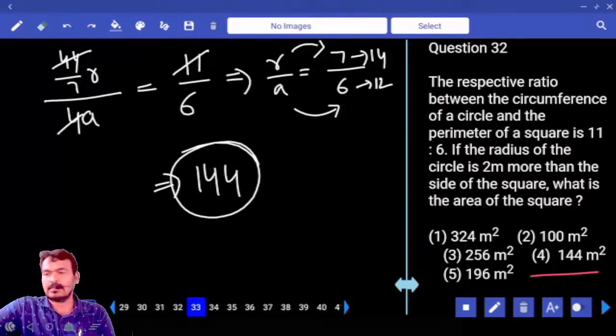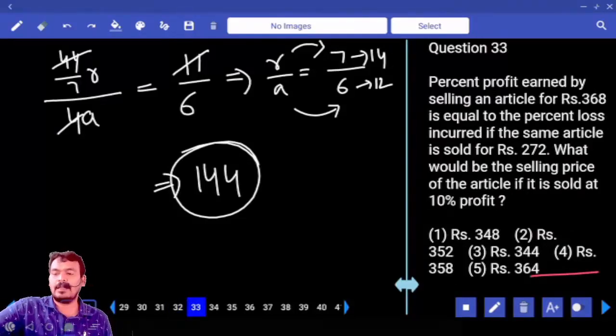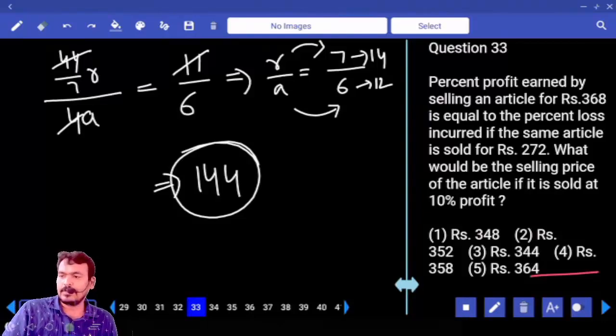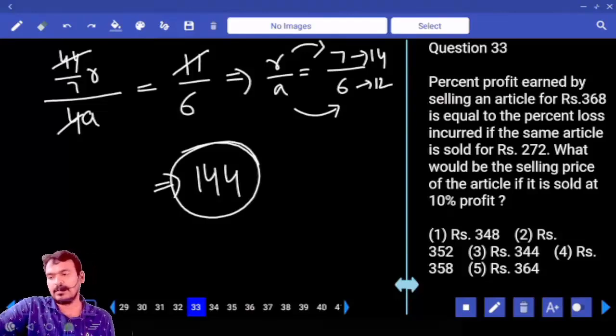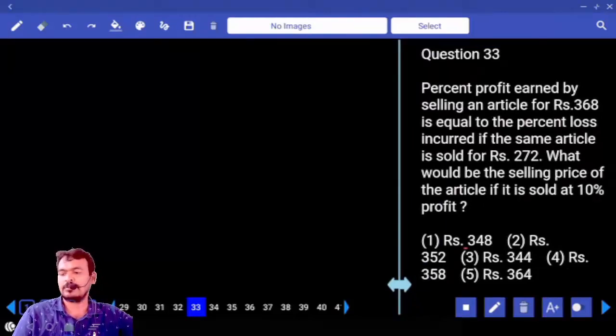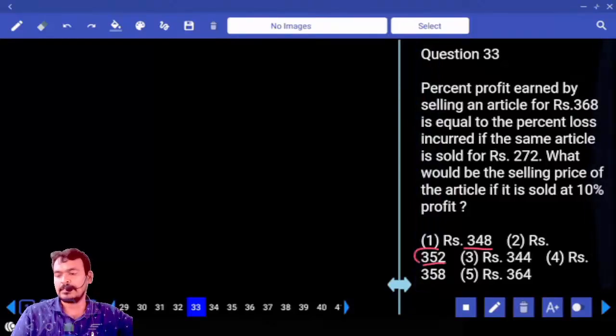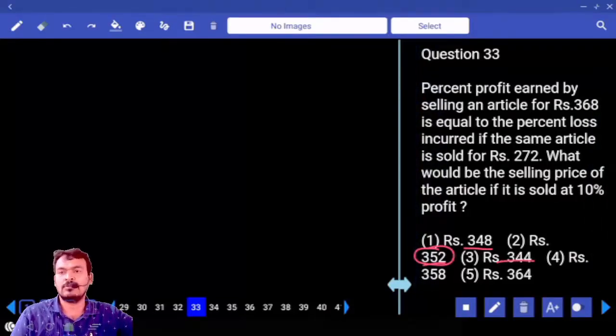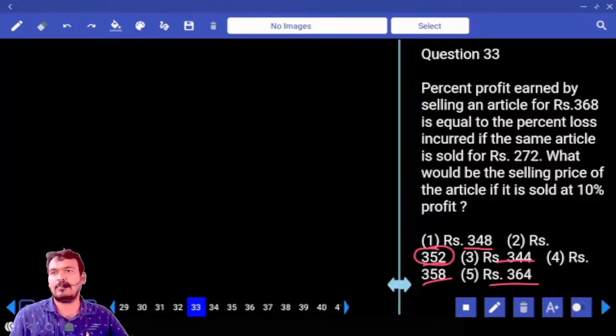Next question number 33. Percent profit earned by selling an article for 368 is equal to the percent loss incurred if the same article is sold for 272. What would be the selling price of the article if it is sold at 10% profit? 10% profit means the selling price of the article is 110%, right? 110% means the answer must be a multiple of 11. First option no. Second option yes. Third option no. Fourth option no. Fifth option no. Then the answer will be 352, right? Because 110% means it is a multiple of 11.